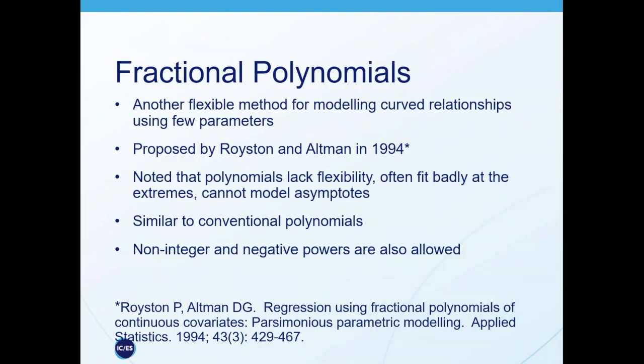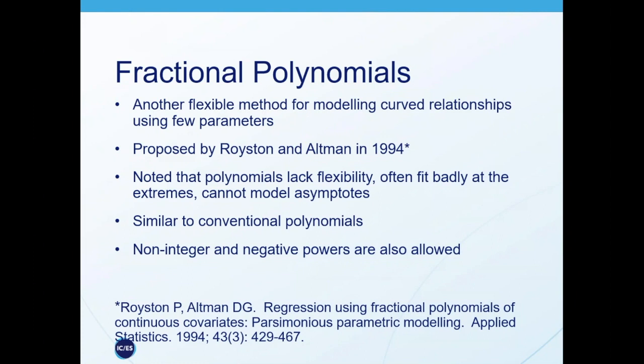So fractional polynomials are just another flexible method for modeling curved relationships using as few parameters as possible. Not everybody has the luxury of having thousands or tens of thousands of observations, and people are concerned with degrees of freedom. This method was proposed by Royston and Altman in 1994. I've got the paper at the bottom.